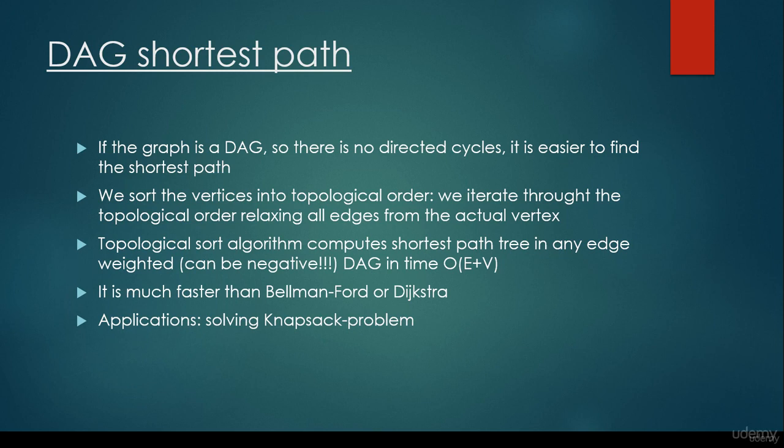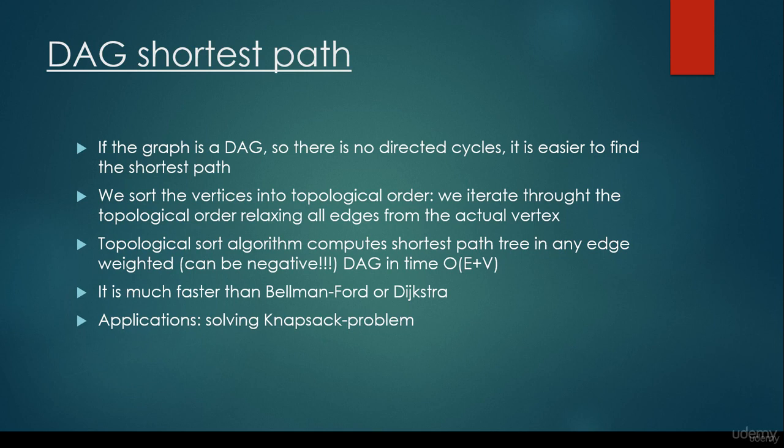We just have to sort the vertices into topological order. As you may recall, for topological sorting, we have to use depth first search. So we iterate through the topological order, relaxing all edges from the actual vertex. So the topological sort algorithm computes shortest paths in any edge-weighted directed acyclic graph in linear time complexity, so O(E + V).